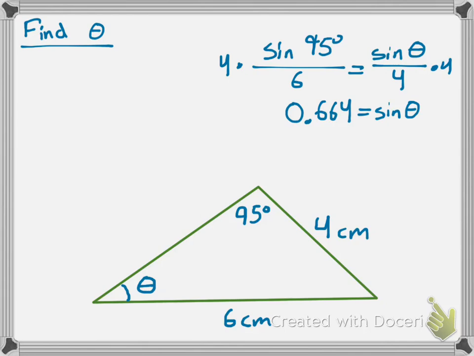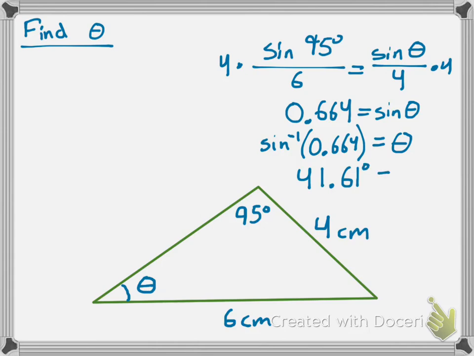And lastly, to get theta by itself, we just have to do inverse sine. So I'm going to do inverse sine of 0.664, and when I type that into the calculator, I get 41.61 degrees, rounded. And that's theta. If you had your calculator in radian mode, I think you'd get 0.7 something, but either answer is perfectly fine. Thank you.